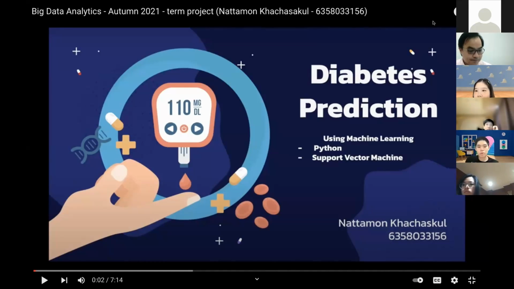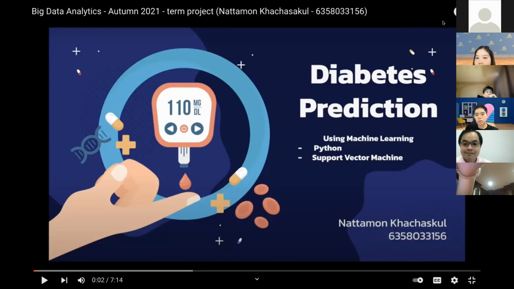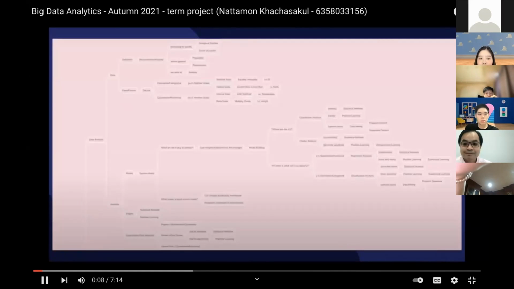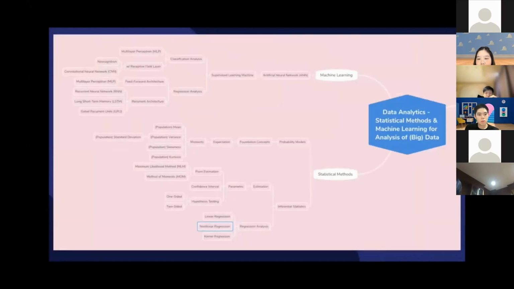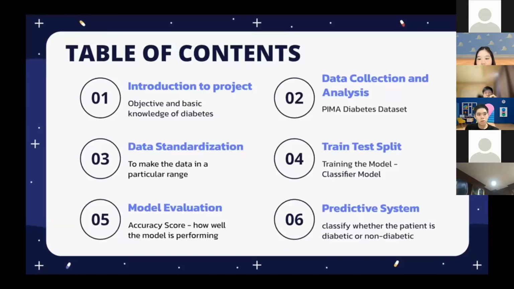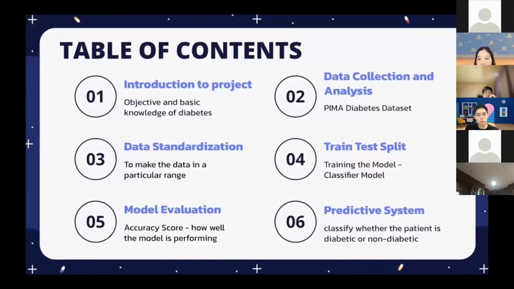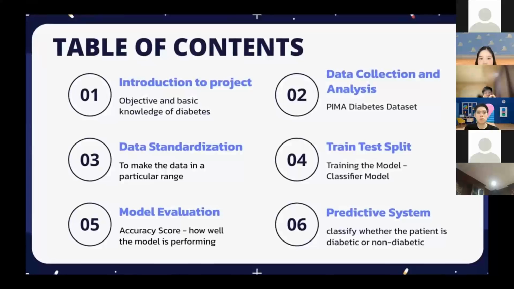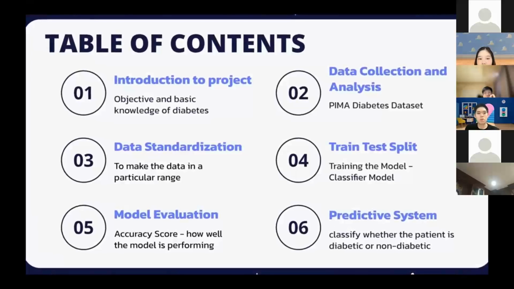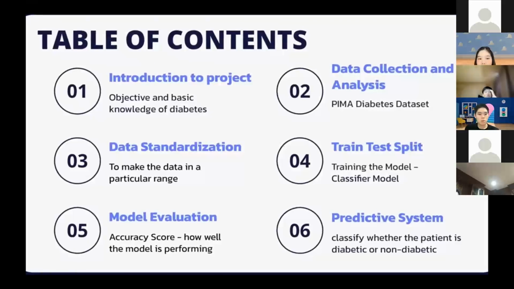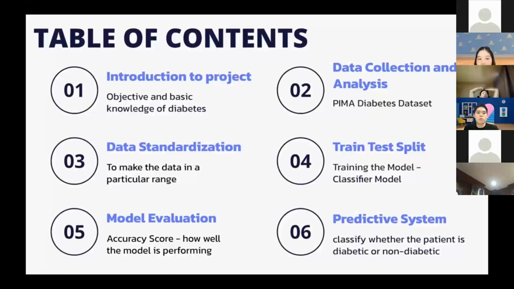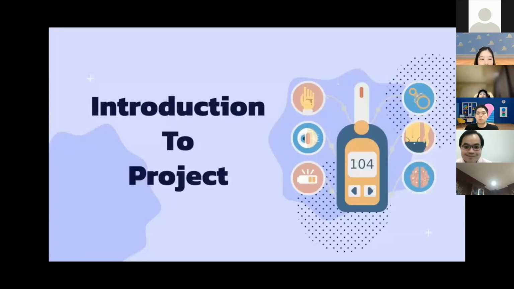Good afternoon. My name is Nathamon and my project is diabetes prediction. Diabetes prediction by using machine learning, Python, and support vector machine. This mind map contains the overall data that I have used for this project. I divided the table of contents into 7 topics, starting with the introduction to project, data collection and analysis, data standardization, train test split, model evaluation, and predictive system. And now begin with the introduction to project.